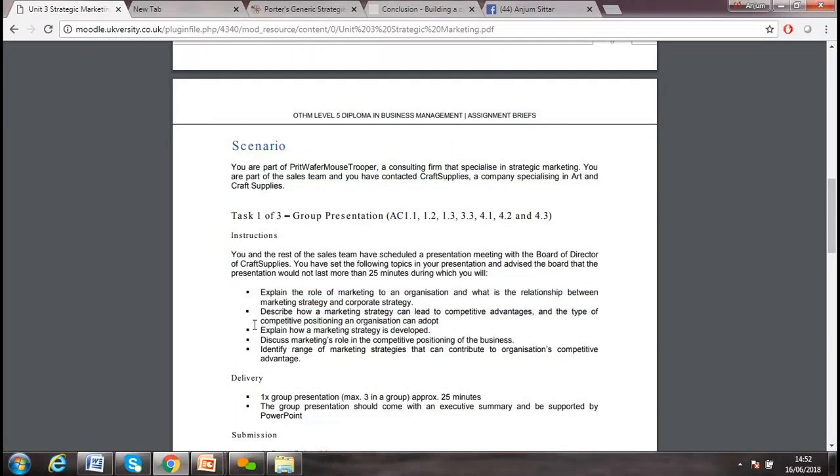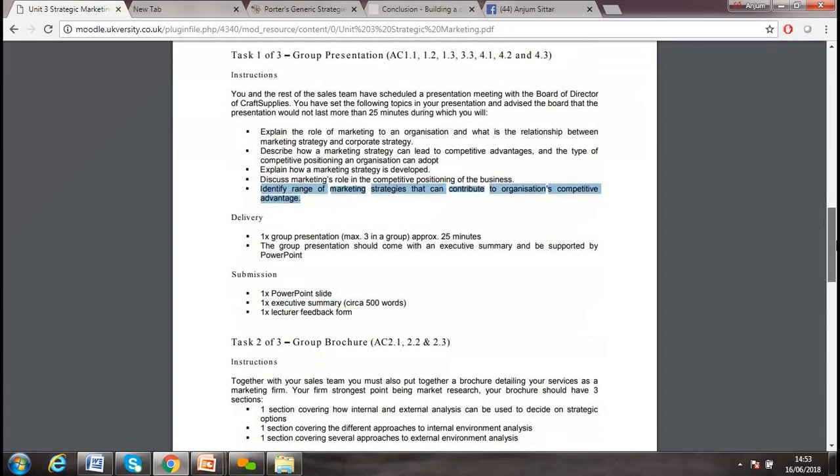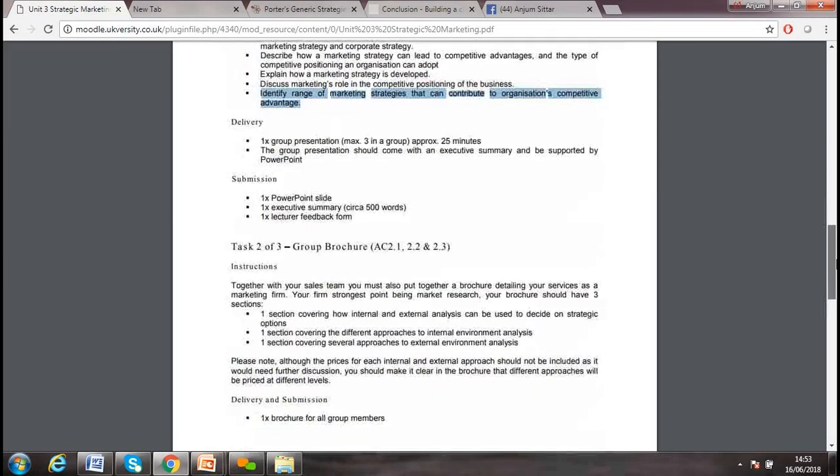Explain the marketing strategies, what is meant by them, and you can add an example of any organization to embed in your presentation. Discuss the role of marketing. Of course, marketing plays a significant role in success and failure. So you must identify the marketing strategy that can contribute to the organization's competitive advantage, like we discussed today. It will be a group presentation, three in a group, approximately 25 minutes. We can maybe record it.